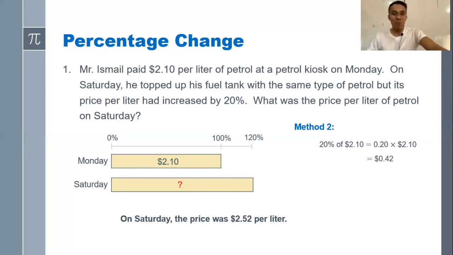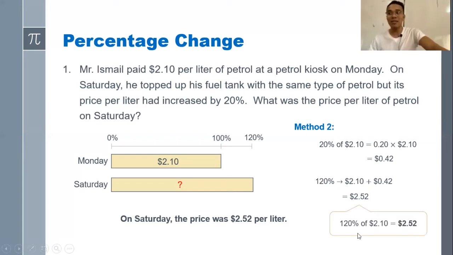So the new price or the final quantity is going to be $2.10. This was the original price plus the increase 0.42. We get $2.52. And this is the same as 120% of $2.10. Actually, this one can be considered as method number 3.